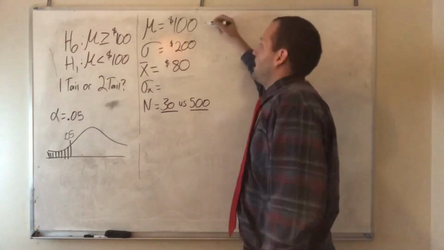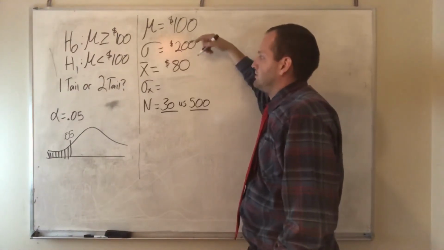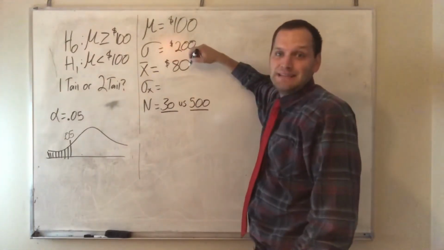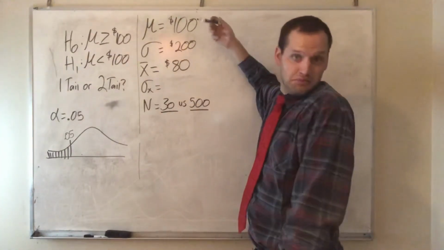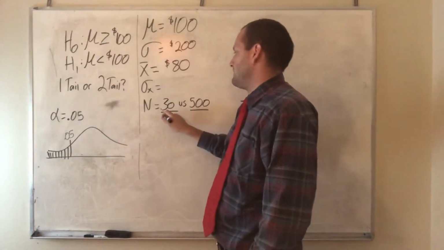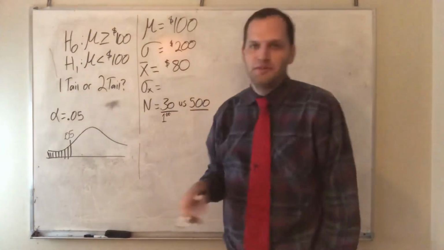Okay, so the average is 100. The standard deviation was 200. We're claiming that it's less than. We go through, we take a sample. Our sample average was 80. That's less than, so we're heading in the right direction. And we took a sample originally of 30 people. So the first sample we did was of 30 people. Let's see if that was enough.